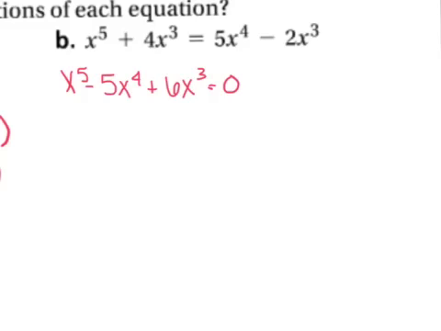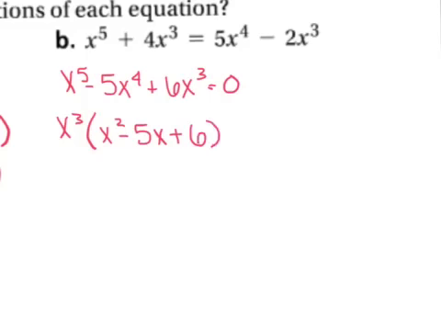Everything equal to 0. Everything on the same side of the equation. Now factor out your GCF. Somebody give me the GCF. Connor. Good. Somebody give me what is left in our parentheses after we factor out that GCF. Dom. X squared minus 5x plus 6. Good.